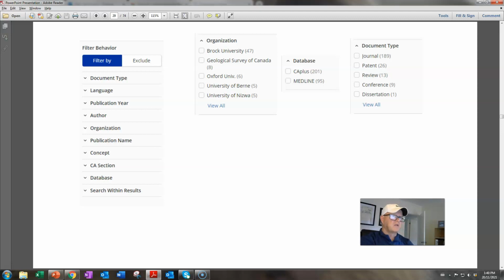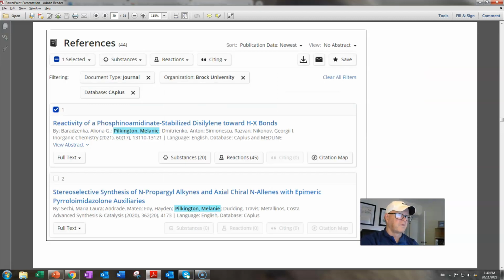So in this database, we searched by Brock University. And in this search, you search for journals. And we only want to look at the CAplus. Now, sometimes there's an overlap because the same records for individual publications, theses, conference presentations are in both databases, but it's a way of limiting it just to the indexing in SciFinder-n as well. So here we go. We got 44 references. So that's the answer I put into my set, and I'll show you how that works.